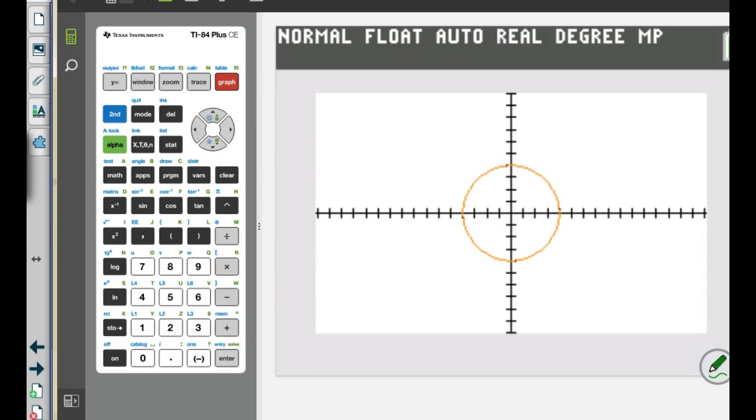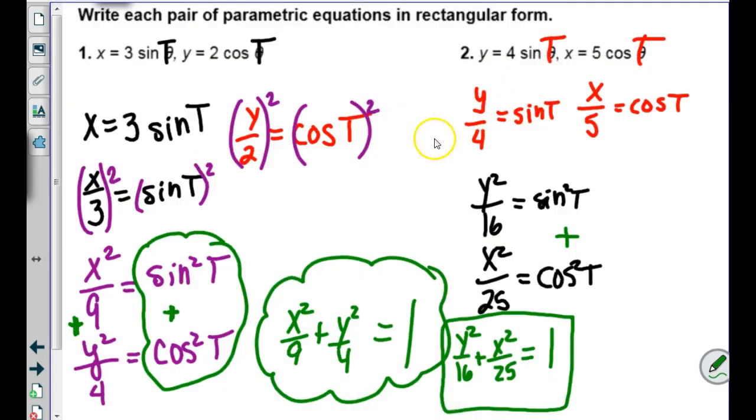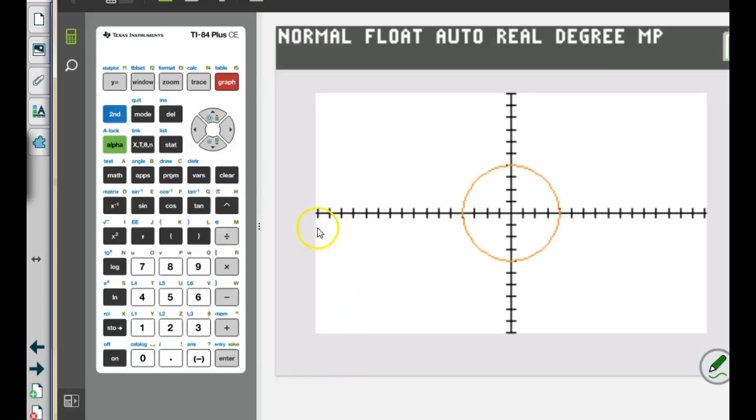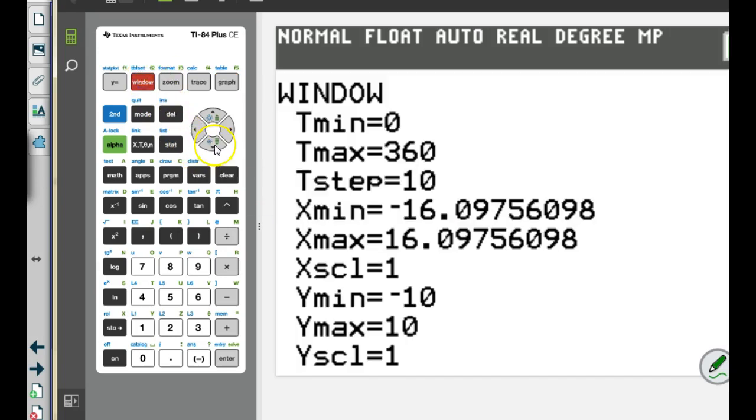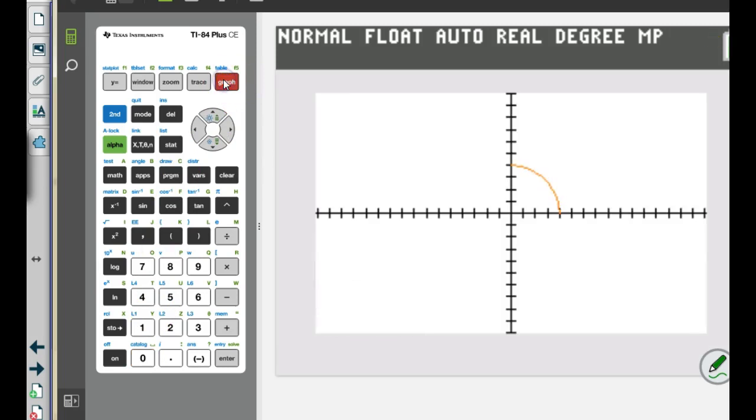All right, so there's one on the quiz. There's one on the quiz where you have to, did you put in like a t-step of 90? That's what I was thinking. I was thinking 90 because then it would only have 4 points to connect.